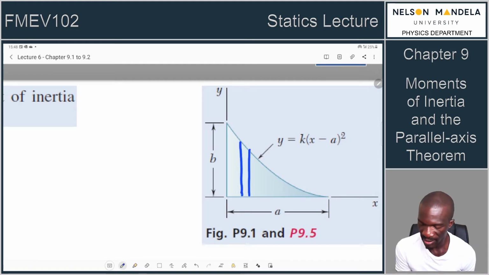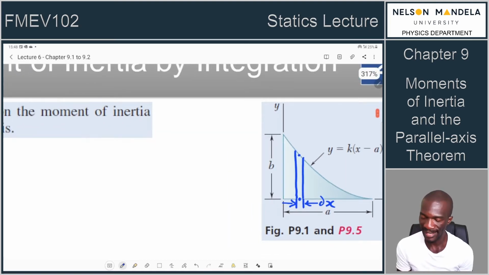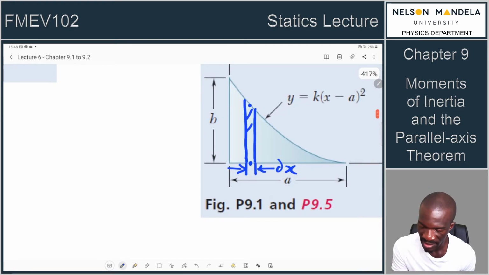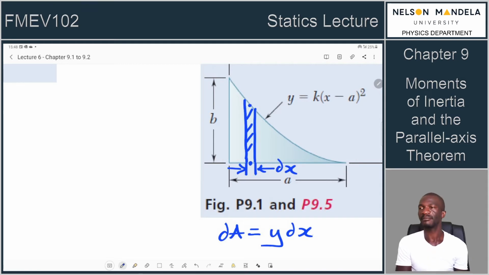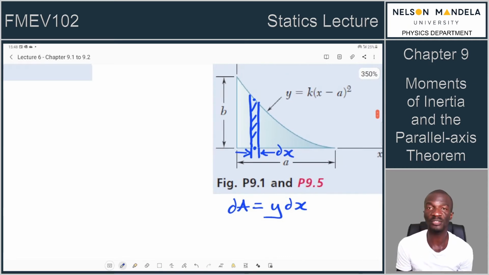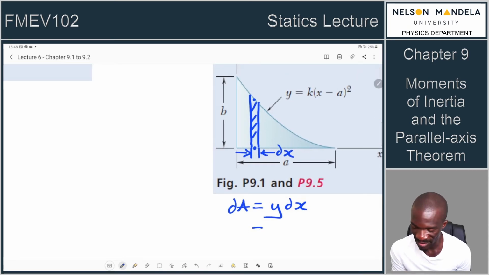So this will be our strip. This strip is how thick? It is dx thick. How tall is it? Its height is y minus 0. So that is its length. So if we were to define the dA parameter for this strip, our dA is simply equal to the height, which is y, multiplied by the thickness, which is dx. That's our dA parameter. This means if you actually want to find this, you can just use your y function because it's analytic.